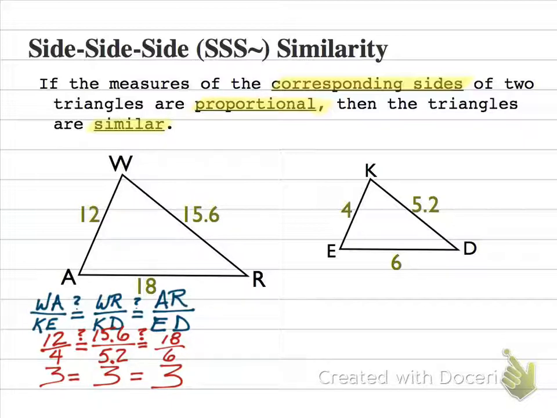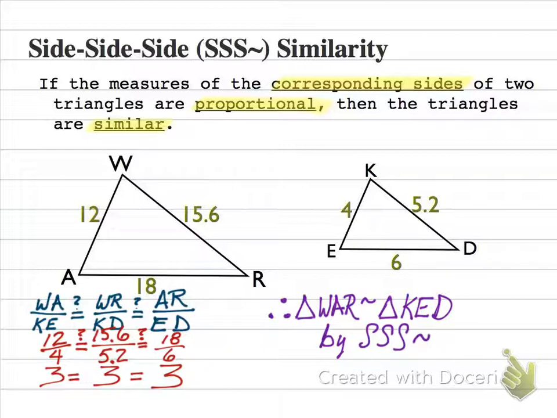Now sometimes it's not quite as obvious as to which sides match which, so you might have to try a few, guess and check, and then eventually you might come up with them being similar. You might not, so sometimes this takes a little bit more time. Alright, so this one is Triangle WAR is similar to Triangle KED by side, side, side similarity. Kid in a war. Okay. Don't know where I came up with those names, but whew. So make sure you've got this in your notes.